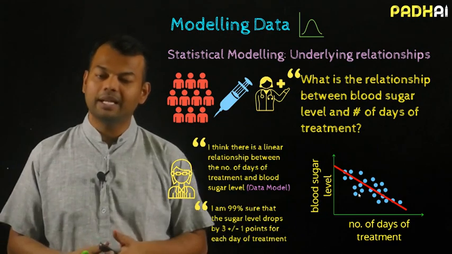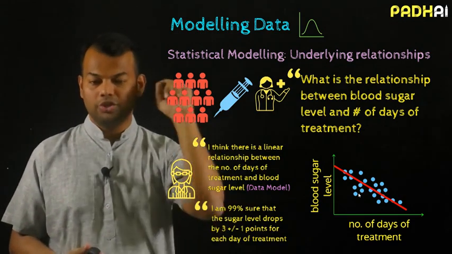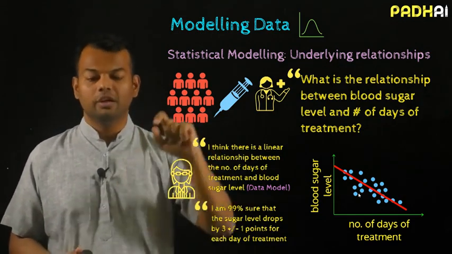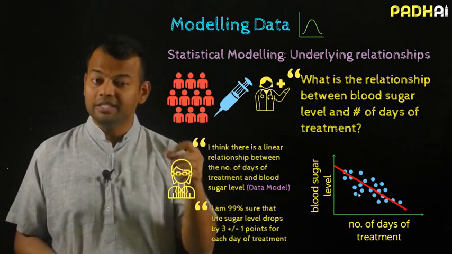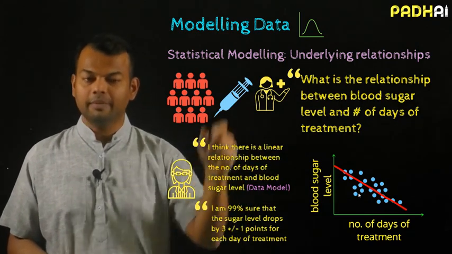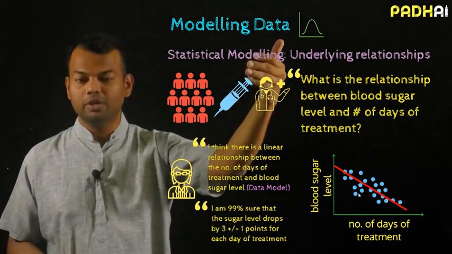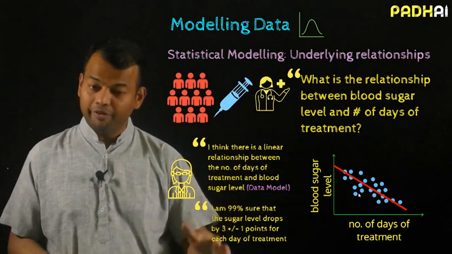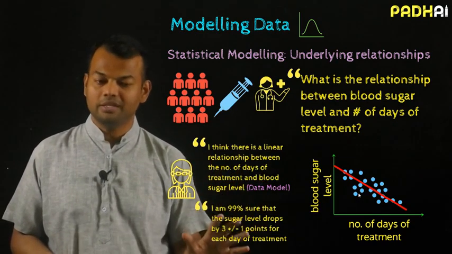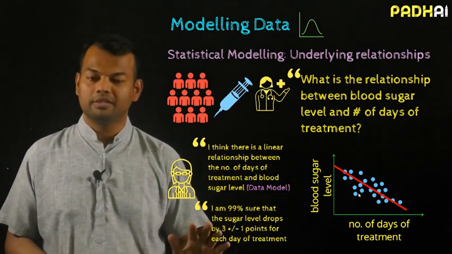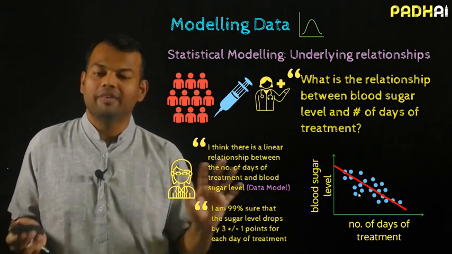She should be able to say that I am 99% sure that the sugar level drops by 3 points for each day of treatment. Now this is a very, very robust statement, and a statement like this can help the doctor clearly advocate whether this drug should be used or should not be used, right? So what is important to understand is that this kind of robust analysis is only possible when you use very, very simple models.